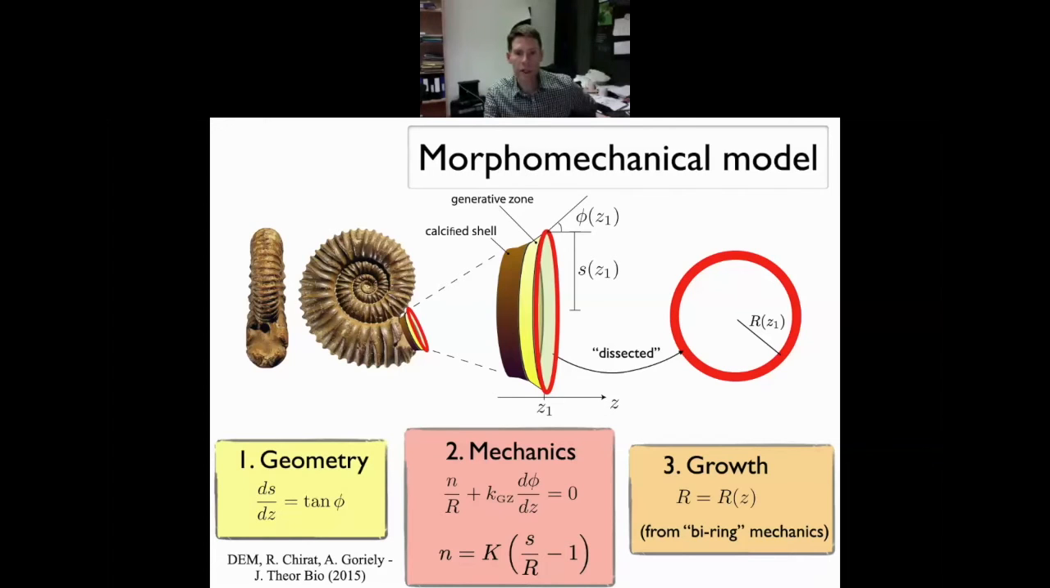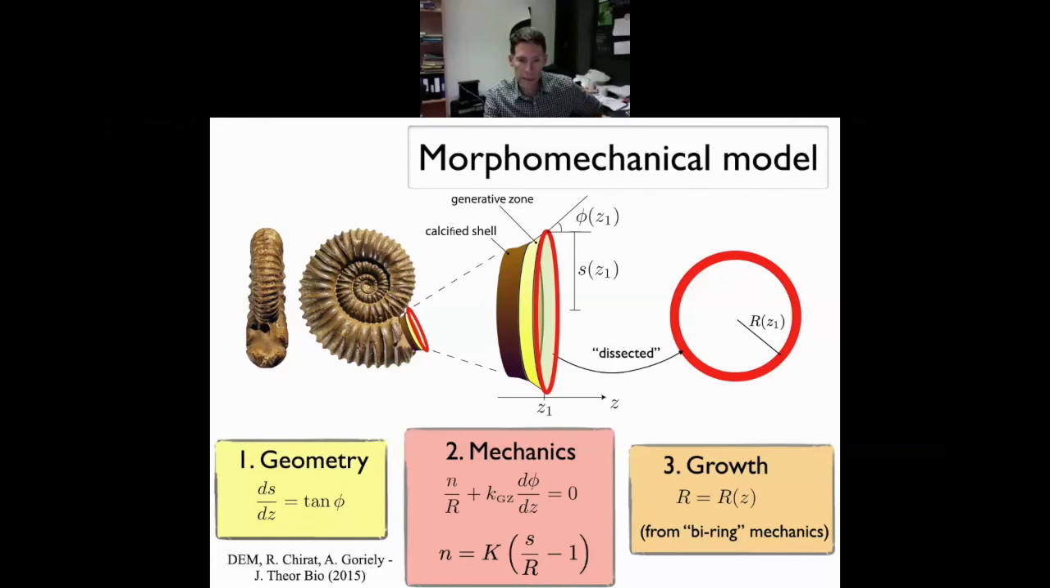So the calcified bit of the shell is already there, and that has some angle, which is phi, which I said is the sort of angle of the current generative zone. And the current mantle is a ring that has some radius that it wants to be, sort of stress-free radius, which is capital R. And so you can write down the geometry, which is straightforward enough. S is the radius that the mantle is going to take in its equilibrium state. So capital R is the state when it's dissected, and S is the current radius under the force of being attached to the shell.